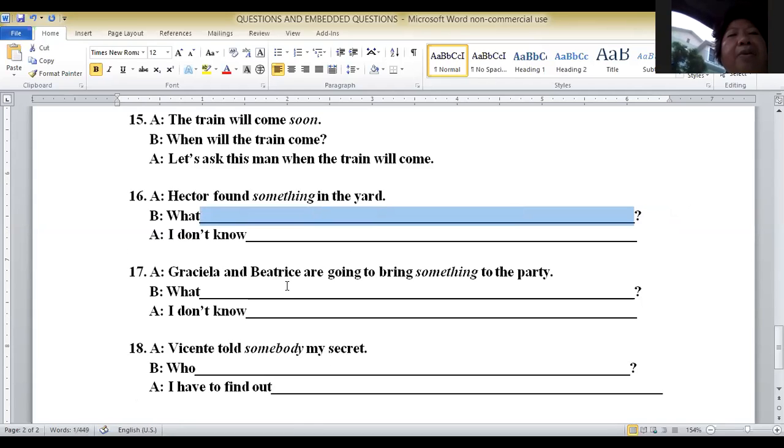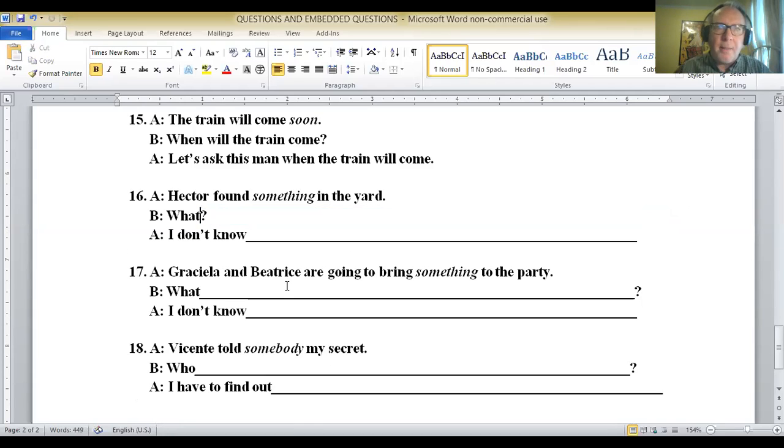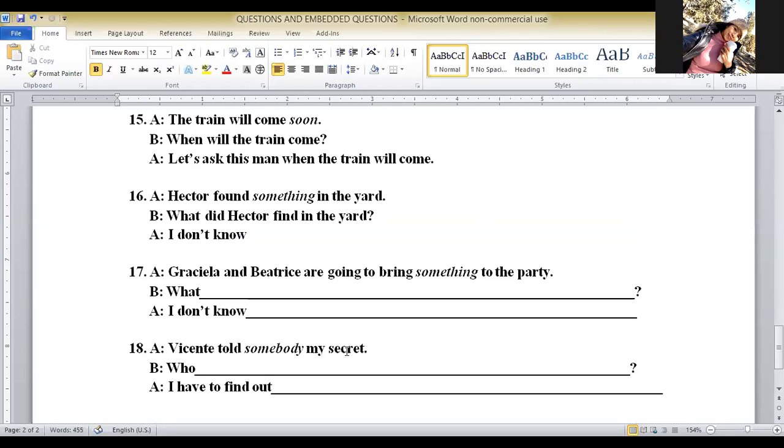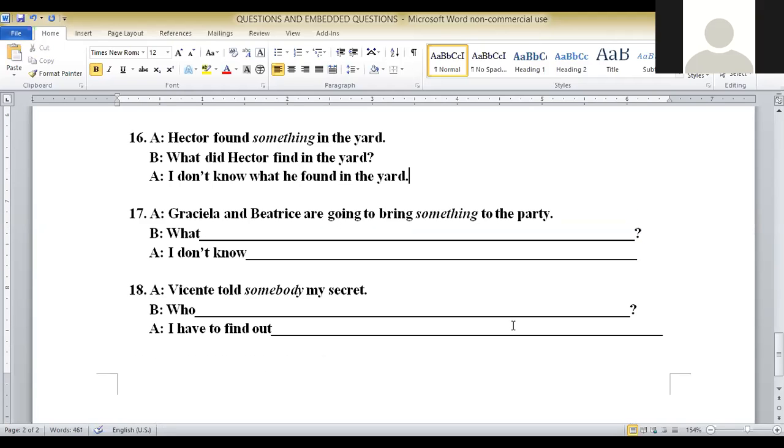All right. Hector found something in the yard. What did Hector find in the yard? And then the answer? I don't know what he found in the yard. Good. Two more.